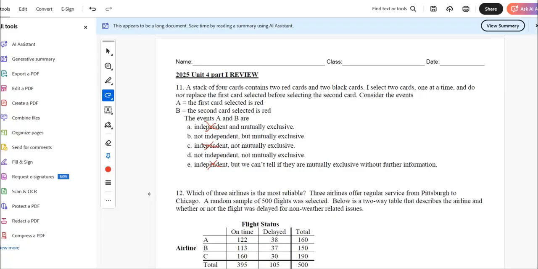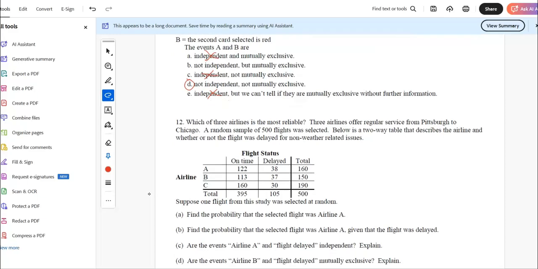It's like 2 cards, one at a time. I mean, I could pick a red and a red. So red is the same. So I think they're not mutually exclusive. They can happen at the same time. Red is red, I guess. So I think it's D.